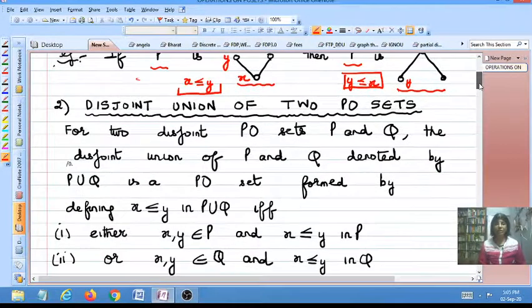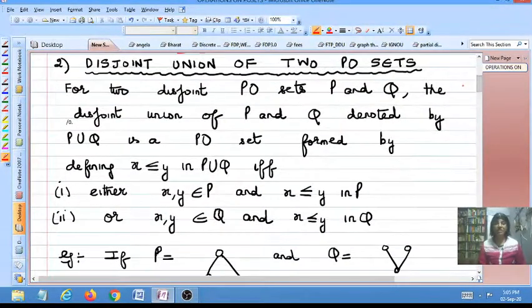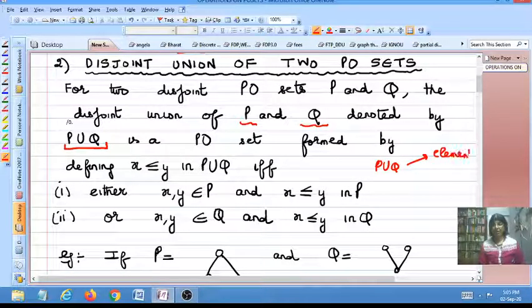Now coming to the second operation, the second operation is taking the disjoint union of two PO sets. If P and Q are two PO sets, how do you find the disjoint union of these two PO sets? The disjoint union of the two PO sets P and Q is denoted by P union Q, and this itself is a PO set. And how is it formed? What are the elements of P union Q, and how is the partial order relation less than equal to defined in P union Q?